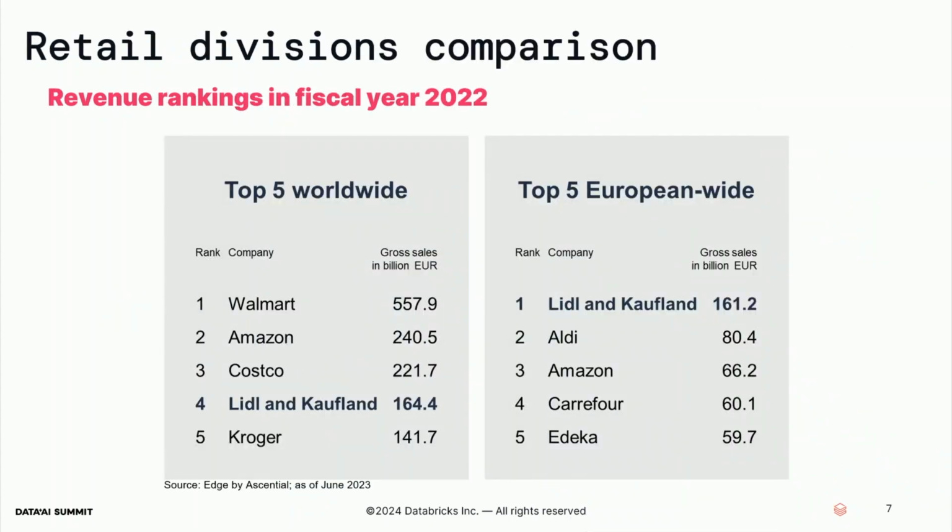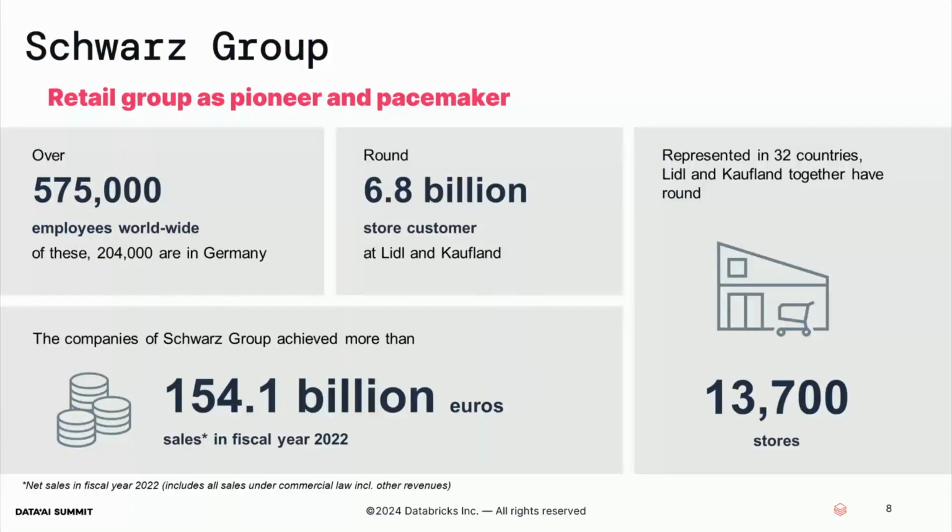To put our retail division in perspective, please consider the revenue rankings. We are ranked 4th worldwide and by far the largest player in Europe. Okay, so to give you a glimpse of what Schwarz Group is, let me share some facts and figures. Fiscal year 22, net sales 154.1 billion euros, around 13,700 stores and counting, with 575,000 employees. Currently represented in 32 countries and 6.8 billion store customers per year.